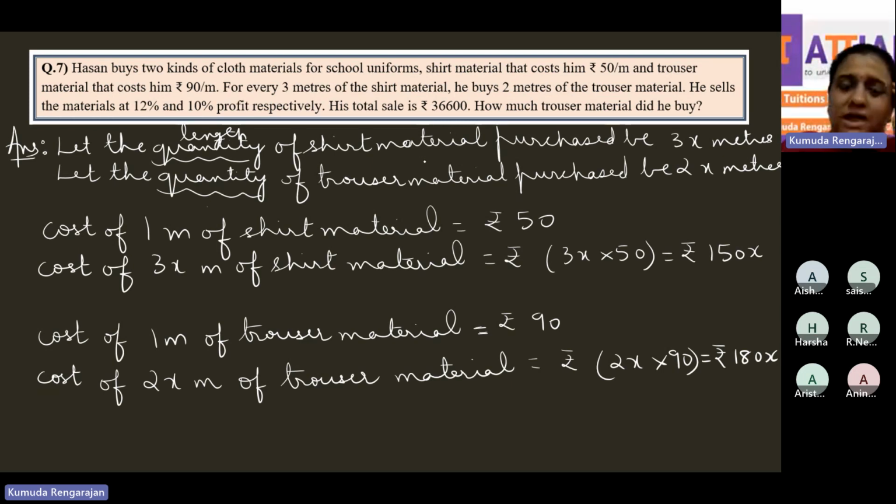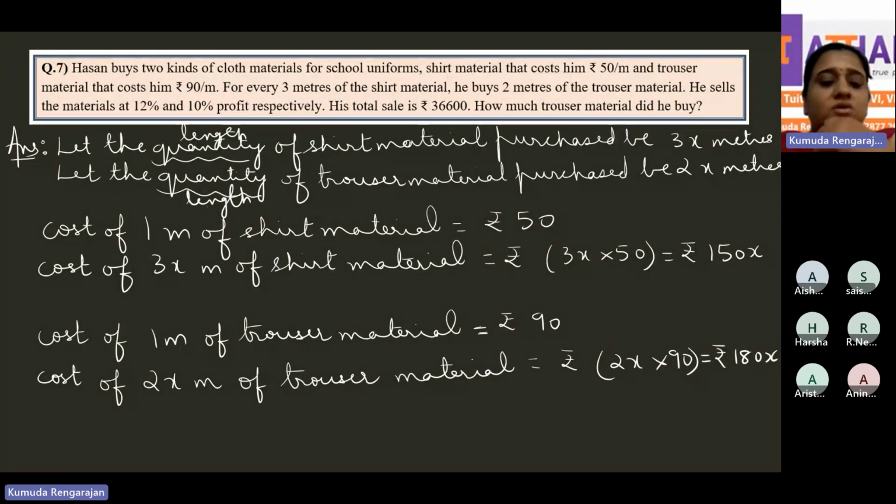So let the length of shirt material purchased be 3x meters. Let the length of trouser material purchased be 2x meters. Now, see the next one. Cost of 1 meter of shirt material: 50 rupees. He buys 3x meters, so what will be the cost of 3x meters of shirt material? 3x into 50, so rupees 150x.